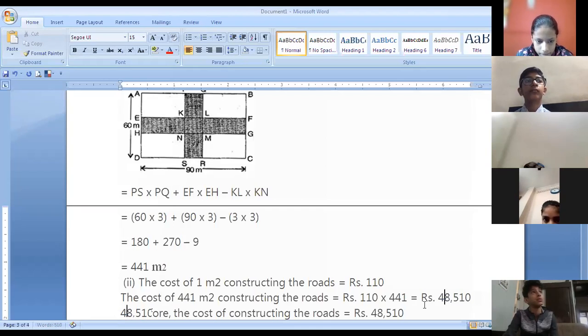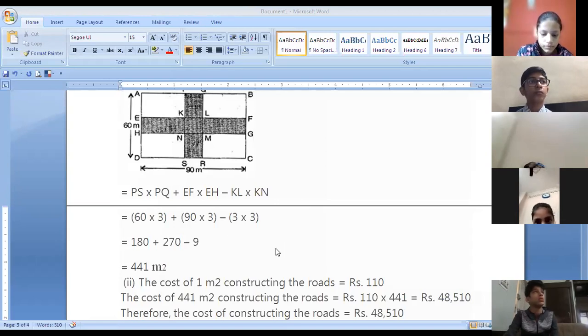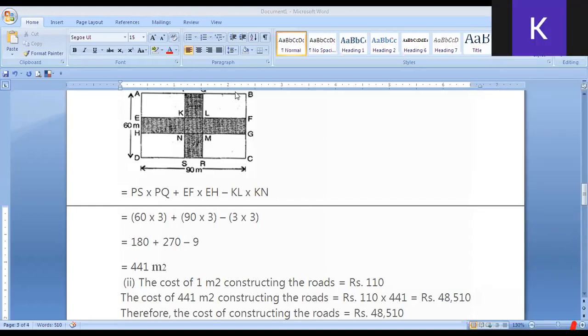48,510 is the right answer. Yes, Ayana, Haryanshi, your answer is right. Open your camera also. Who has not opened? Kanishka.